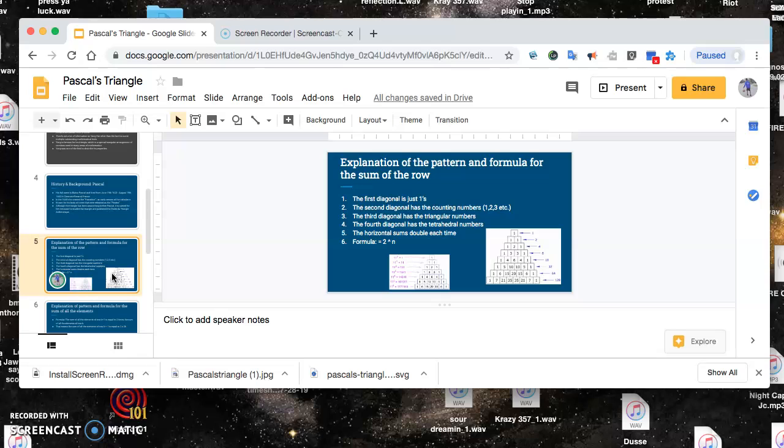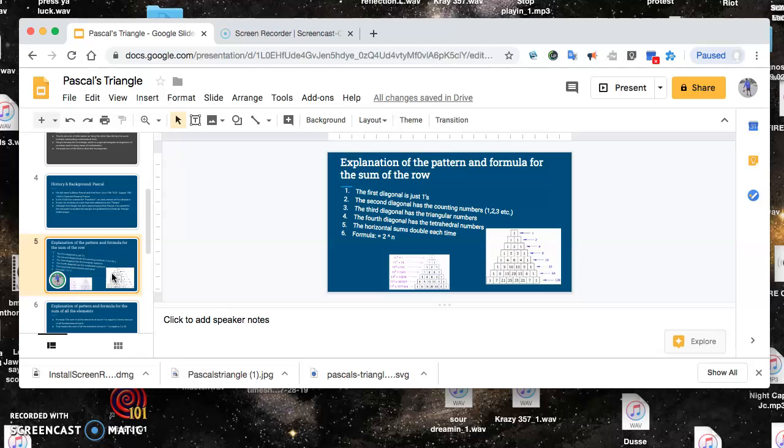The horizontal sums double each time. The formula for this would be 2 to the power of n. As you can see, if you go down the rows, it would go 1, 11, 121, which is 11 to the second power, and then 11 to the third power would be 1,331, and then 11 to the fourth power would be 14,641, and it continues to go up because that's the formula.